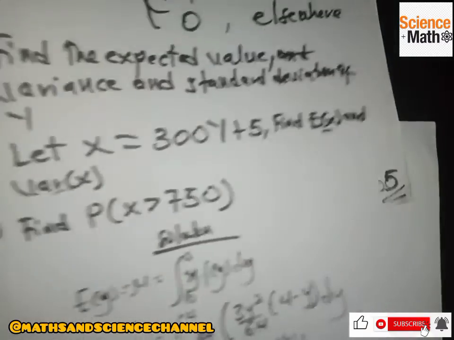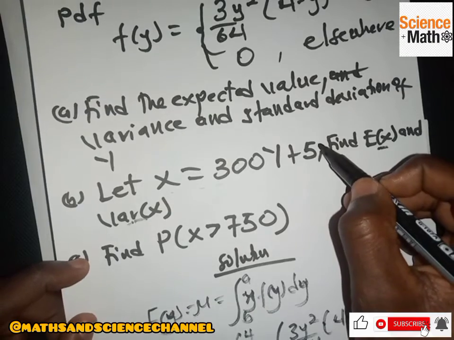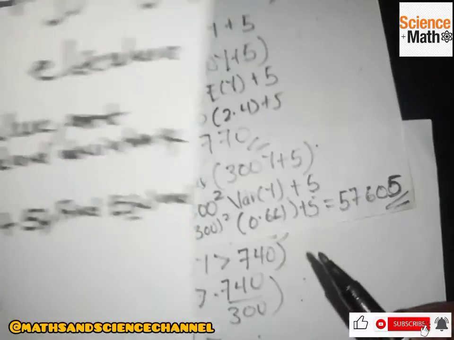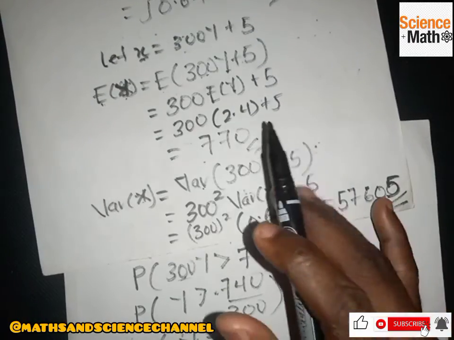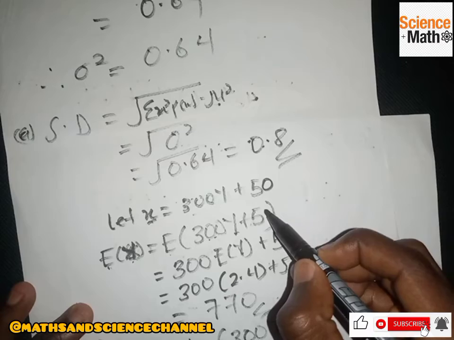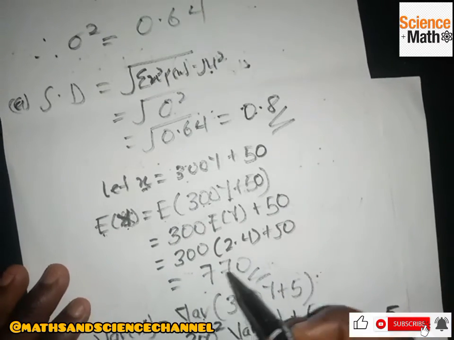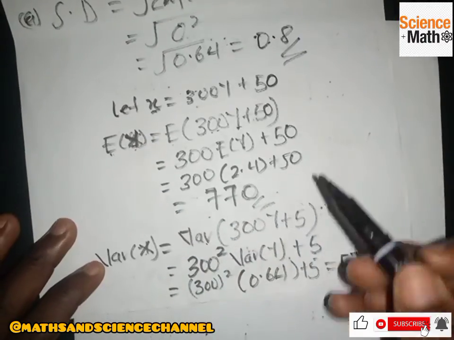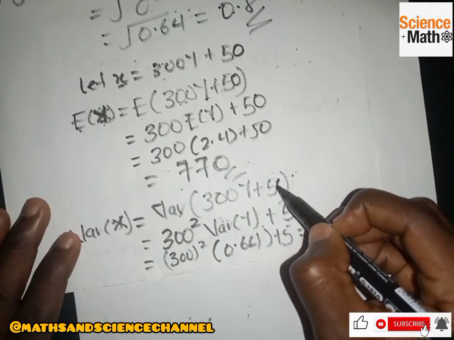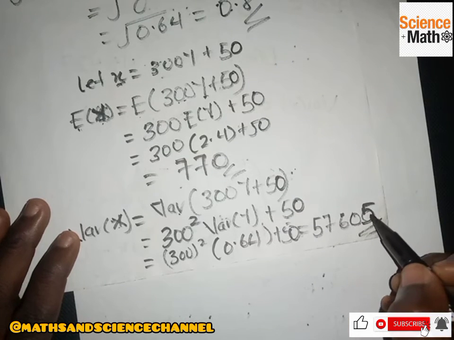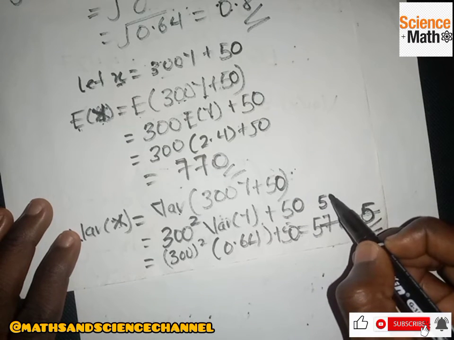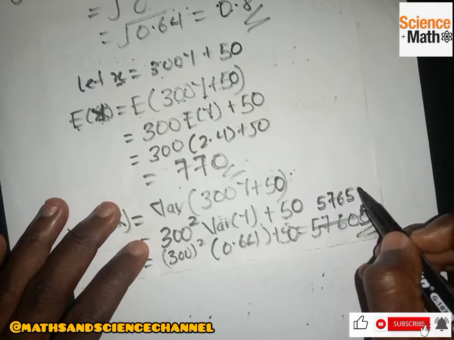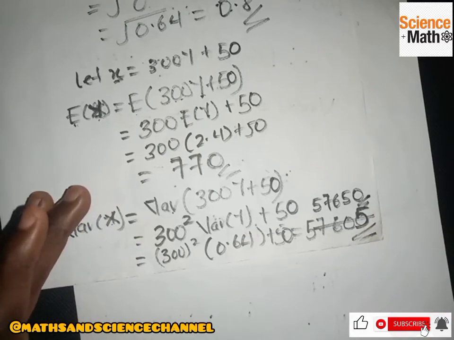So let's do some changes here. Let's do this place 50, so 300y plus 50. In this case, this part is going to change, so 50, 50, 50, 50, and then we are going to get 770. That is why I wrote 770. It's supposed to be 50, and then this place is supposed to be 50, 50, 50. So this changes to 57650. So that will be the variance of x in this case.